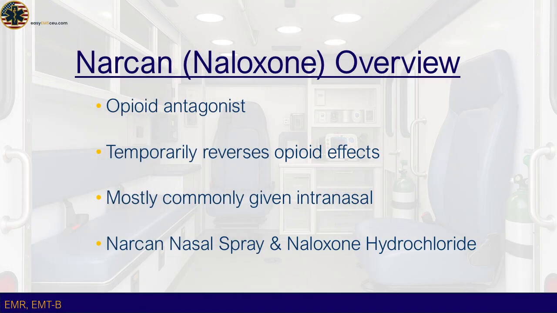Narcan, also known by its generic name Naloxone, is a life-saving medication classified as an opioid antagonist. This means that it binds to the same receptors in the brain that opioids target, primarily the mu-opioid receptors, but instead of activating them, naloxone blocks them. By occupying these receptors, naloxone displaces any opioids that are present, preventing them from exerting their effects, particularly the suppression of the respiratory drive. Naloxone temporarily reverses opioid effects, which is a crucial point for EMS providers to understand.